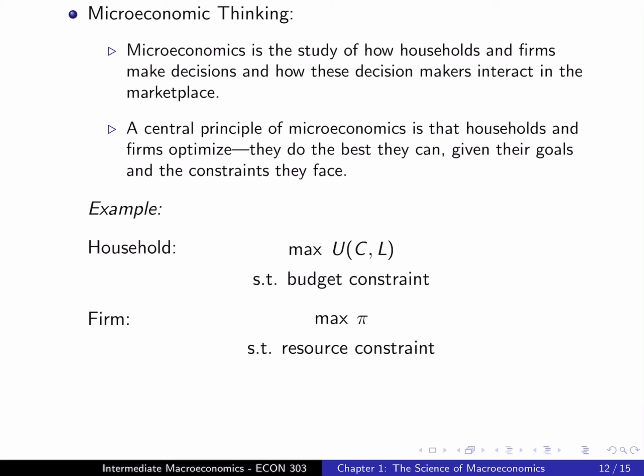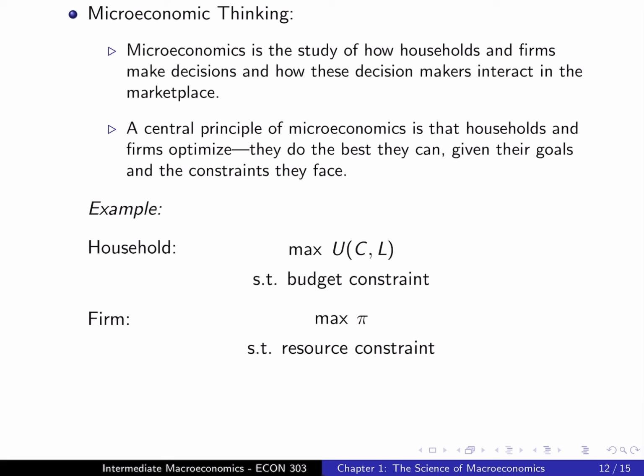A central concept in microeconomics is optimization. Both households and firms are assumed to act in ways that best achieve their objectives, given the constraints they face. Their decisions are purposeful and responsive to trade-offs, rather than arbitrary.